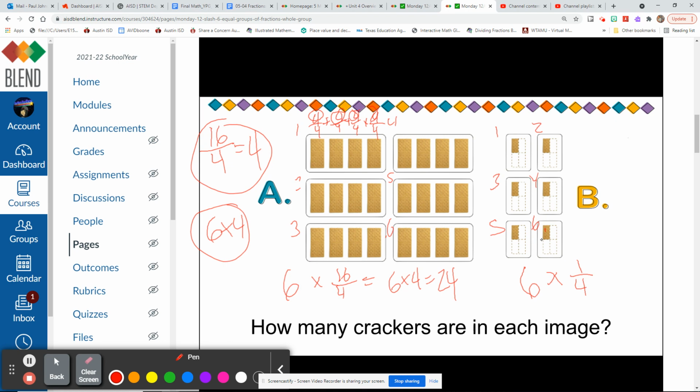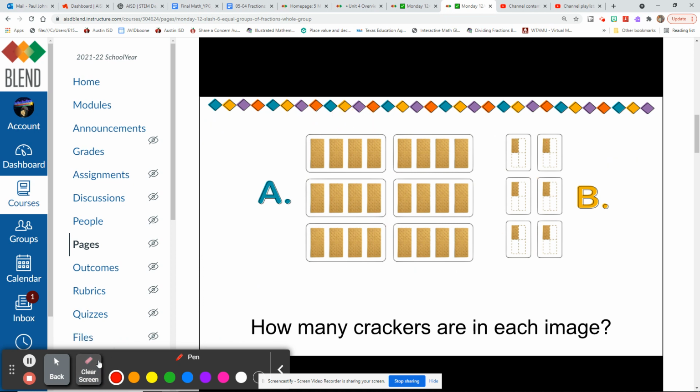Okay, welcome back. You should have said 6 fourths. There's 1, 2, 3, 4, 5, 6. So we have 6 fourths. So you might be asking, how do we get the answer 6 fourths with 6 times 1 fourth? Well, here is how we could do that. I'm going to go ahead and erase everything. And what we're going to do is we're going to take 6, and we're going to say 6 times 1 fourth. 6 groups of 1 fourth.